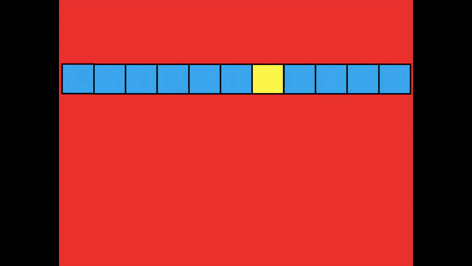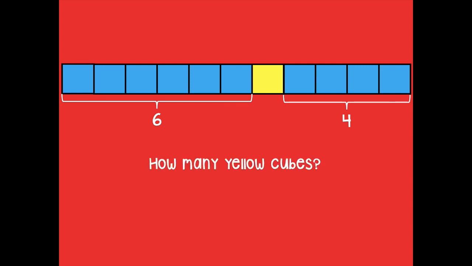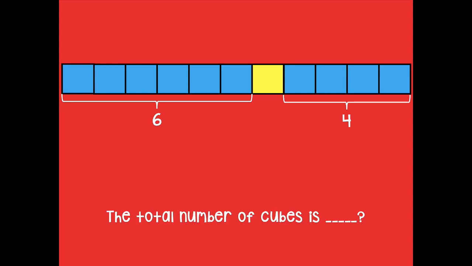All right, so here's some more cubes, right? So in this side, I have 6 blue cubes. On this side, I have 4 blue cubes. How many yellow cubes are there? Yep, just one, right? That one guy in the middle there. What is the total number of cubes? Oh, some of you said 11. 11 is correct.